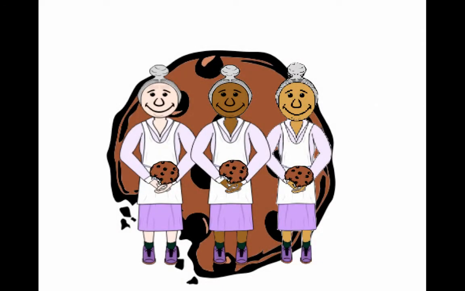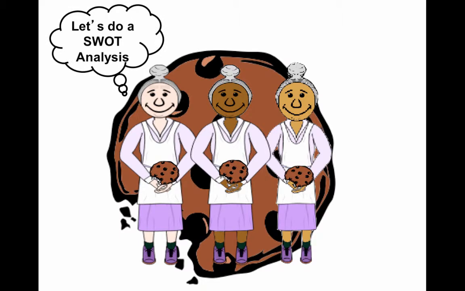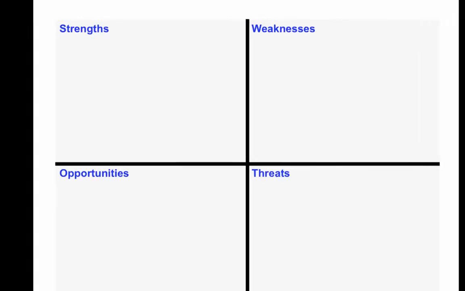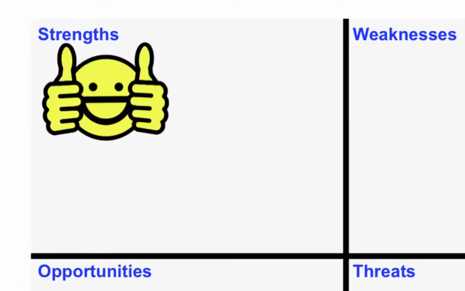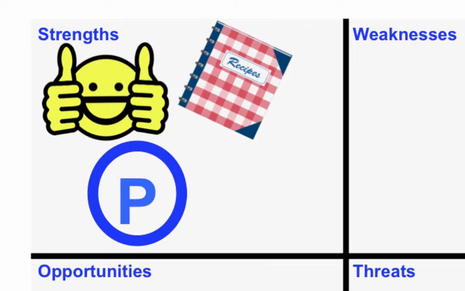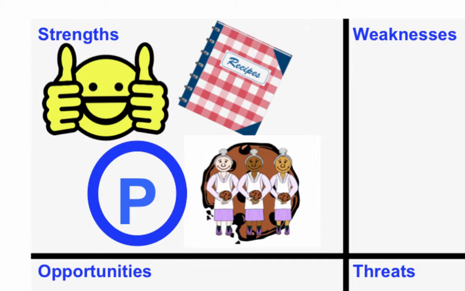Here's an example of the use of SWOT. The three grannies have been running a small cookie business, and they're interested in expanding their business further. So they decide to do a SWOT analysis. The granny SWOT analysis might look something like this: high level of customer satisfaction for their delicious cookies. They have a secret recipe. They have a patent for a zero-calorie delicious cookie recipe. And all of the years of experience in baking that the grannies bring.